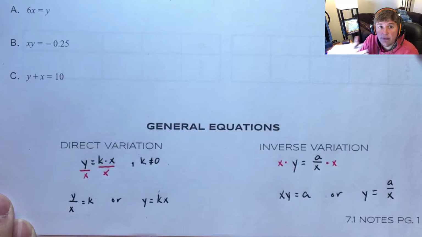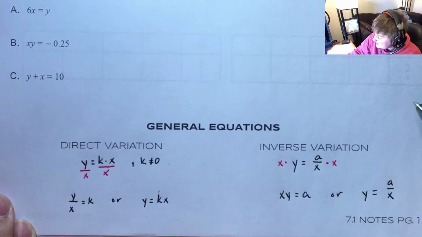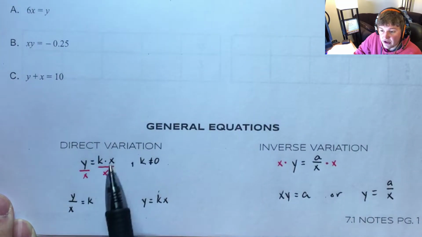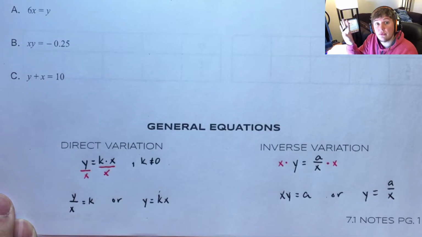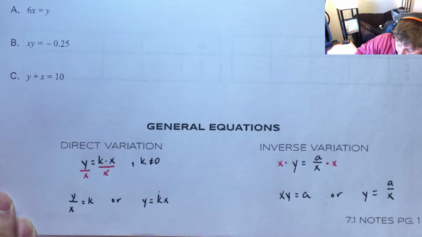So let's talk about an inverse variation. In an inverse variation, as a variable increases, the other variable is going to decrease. That's what an inverse variation is going to be. Whereas in a direct variation, as one goes up, the other one's going to go up, or as one goes down, the other goes down.